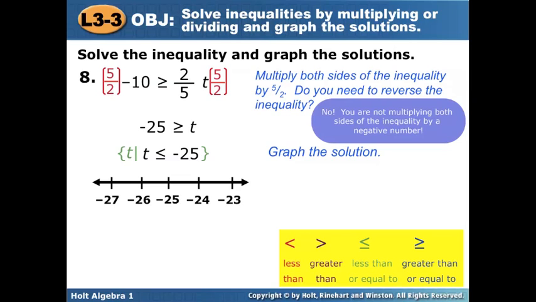Always be careful when making your negative number lines. The less than numbers need to go on the left, and the greater than numbers need to go on the right. Extra mark, make it dark. So a dark solid circle on the negative 25, and shade towards the less than side.